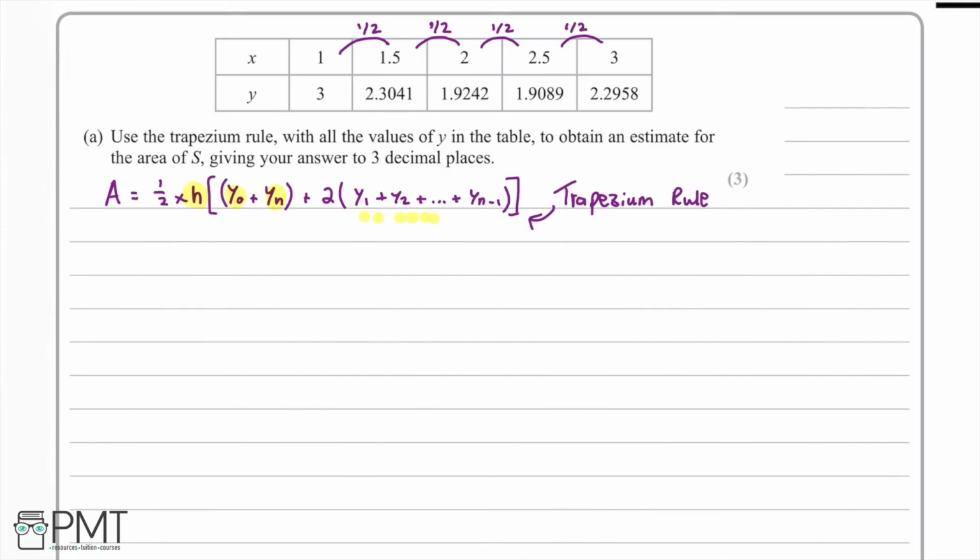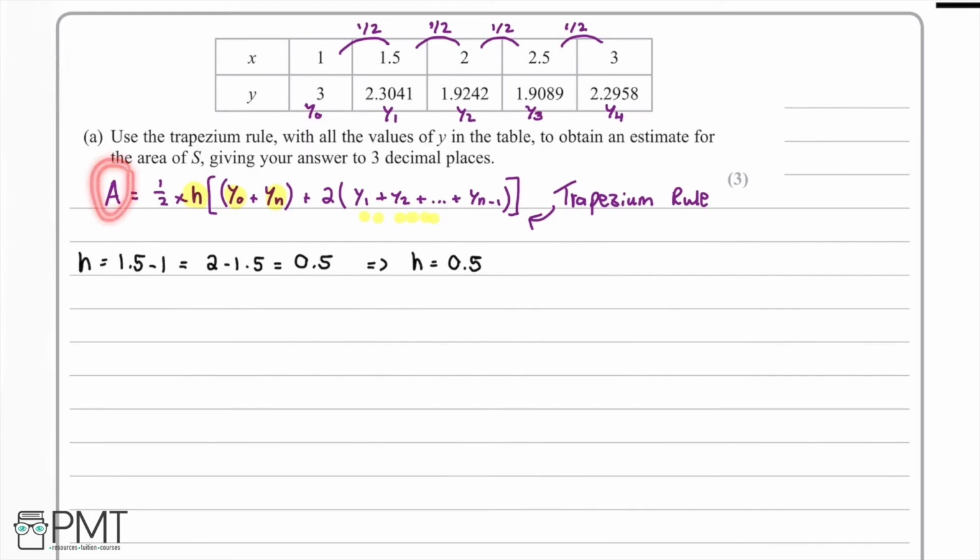So therefore, writing it down potentially more mathematically, we'll have that h is going to be equal to 1.5 minus 1. And it's also going to be equal to 2 minus 1.5, etc. And we know that these all equal 0.5. So therefore we have that the width of each strip is going to be 0.5. Then we have that y0 is going to be this first value of y here. So we'll have y0, then we'll have y1, y2, y3 and y4. So that then means that we can use our formula.